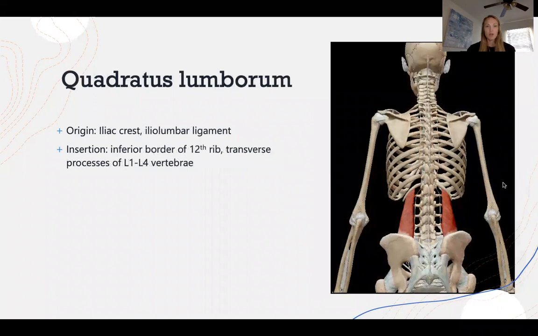Next, we're moving on to quadratus lumborum. This one is innervated by the subcostal nerve and anterior rami of spinal nerves L1 through L4. Its action unilaterally is lateral trunk flexion, and bilaterally it is trunk extension.